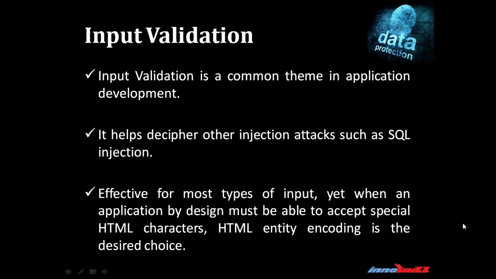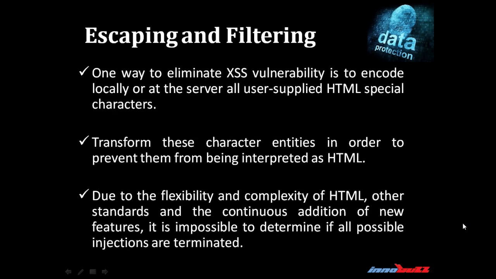Yet, when an application by design must be able to accept special HTML characters, HTML entity encoding is the desired choice. Another method of preventing such attacks from taking place is to take care of the parsing of input by the web application. One way to eliminate XSS vulnerability is to encode all user-supplied HTML special characters locally or at the server. Transforming these character entities will be essential in order to prevent them from being interpreted as HTML.